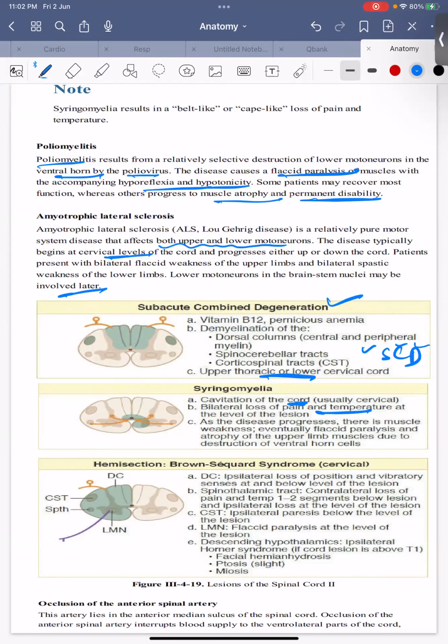So you will have the loss of the pain and temperature bilaterally. As the disease progresses, it can also involve the anterior horn of the spinal cord and cause flaccid paralysis and atrophy of the upper limb muscles due to the destruction of the ventral horn cells.